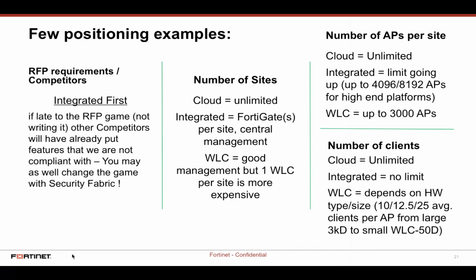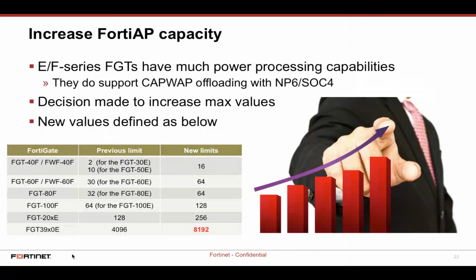And moving on, number of APs per site. In a distributed deployment, again, there is no limit if you are managing them over the cloud. Integrated can manage up to 4096 APs in a tunnel mode deployment. If you are deploying the APs in bridge mode, that can scale up to 8192. For a controller, capacity starts with an entry model at 50 access points and can grow up to 3000 APs supported by a centralized controller model. Number of clients: for cloud, there is no limit. Integrated has no limit again, but WLC depends on the size of the controller model. We will look into that when we see the sizing of the controller models available in Fortinet's controller family.